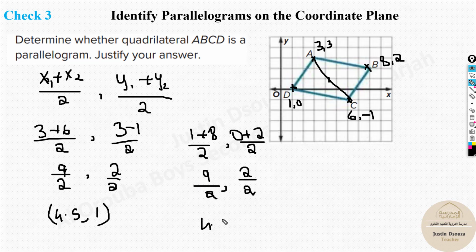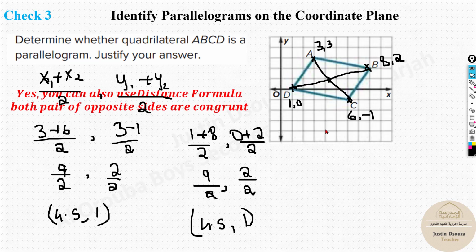And here you get 4.5. And this is 1. And now this would mean they are same. Why? They're intersecting at the same point, right? Now when I draw this diagonal, yes, they will touch at the same point and they will bisect each other. That means the distance from here to here and here to here are equal. So this is how we solve these problems, and we identify whether or not they are parallelograms.